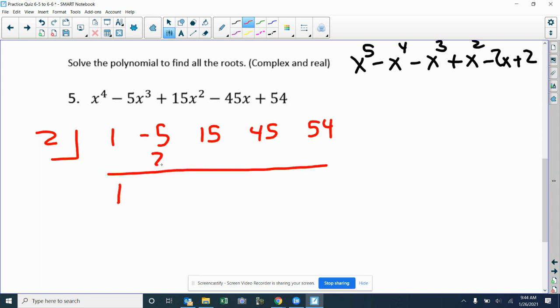One times 2 is 2. Gives me -3. -3 times 2 is -6. Which gives me 9. 9 times 2 is 18. Oops. Something's not right. Did I get a sign wrong? Oh, that's -45. That's right. There we go. That's the problem. That would give me 27. And I think that's negative. And that would give me -54. Gives me 0. One down.